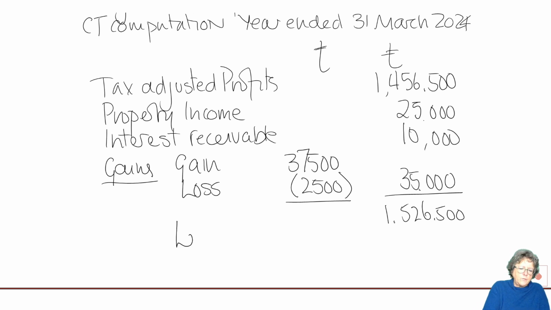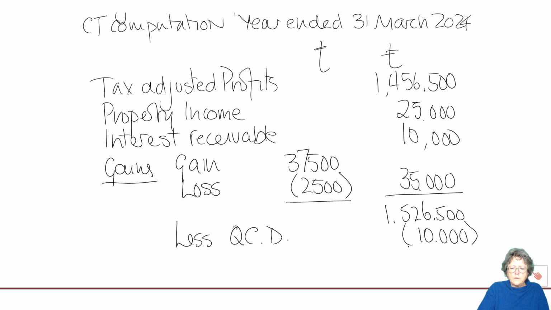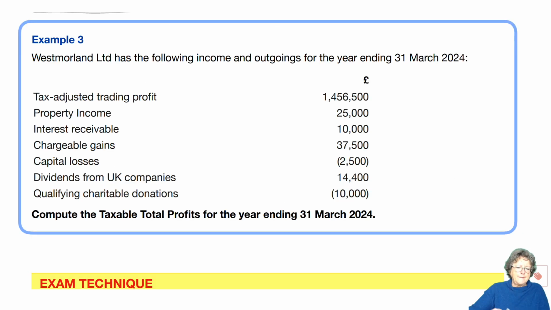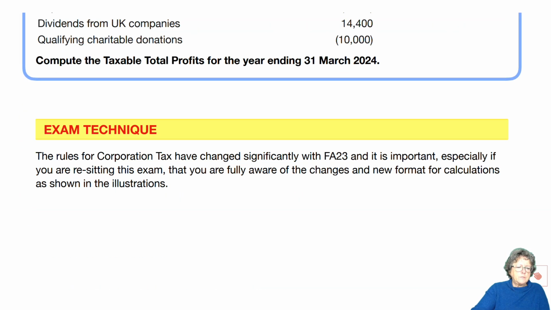Less the QCDs of 10,000, giving us TTP, and that's what the question asked for. It didn't ask for the tax, it asked for the TTP. And there you have it. That could be a multiple choice question where you're given figures and then you need to just work out the TTP.